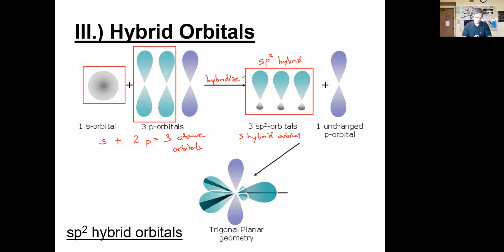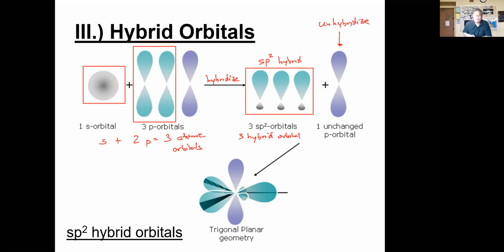So what I'd like to do is finish up on Monday. We'll talk about how this works and what this unhybridized p orbital does. So we have three sp2 hybrid orbitals, and we have one unhybridized p orbital. We'll take a look at that on Monday, and we'll see what happens here.